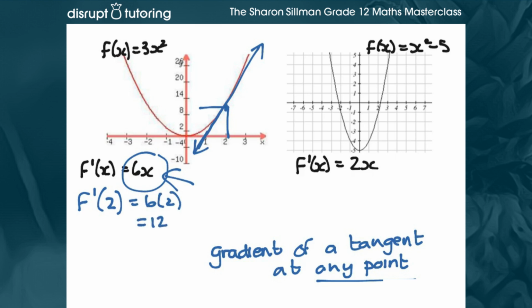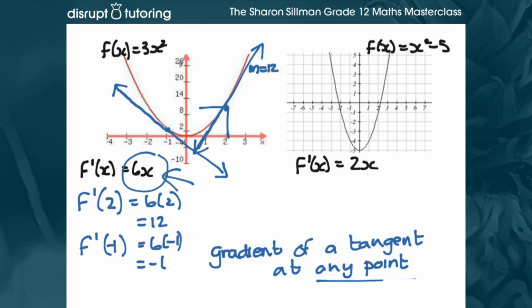So the gradient of that tangent is 12. I could also choose to draw at the point where x is negative 1. So there's my tangent where x is negative 1. What is the gradient of that line? I would have to use the derivative, substitute negative 1, and therefore the gradient of that tangent that I've just drawn is negative 6. So when you find the derivative, you are finding the gradient of the tangent at any point.